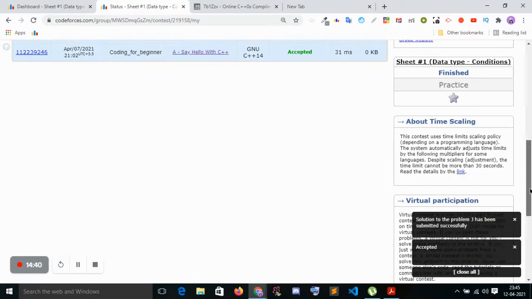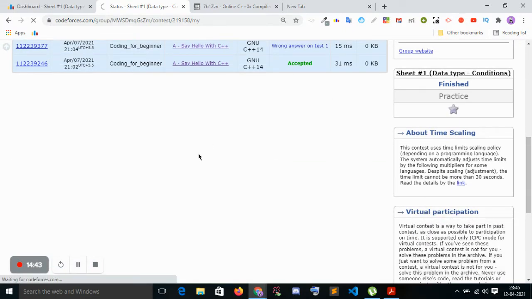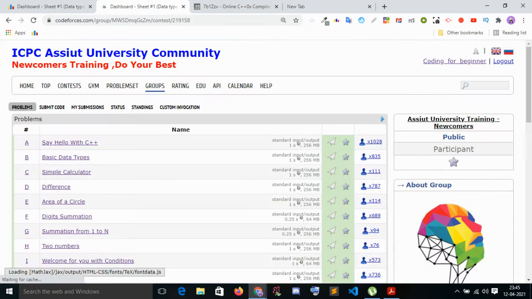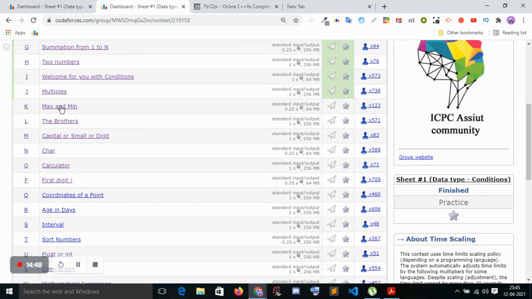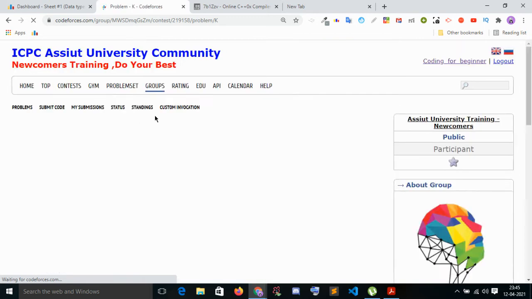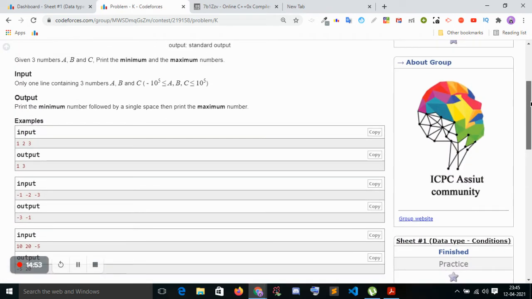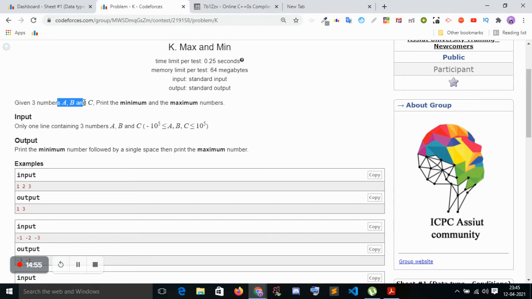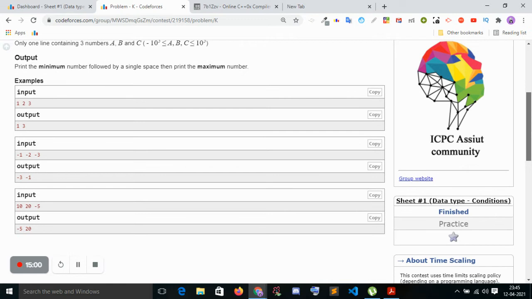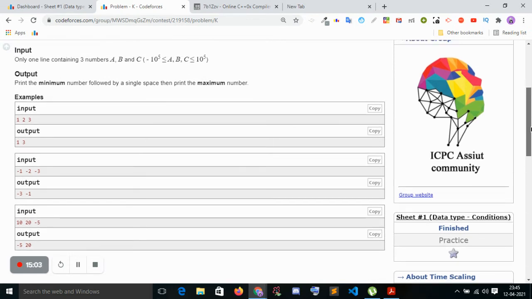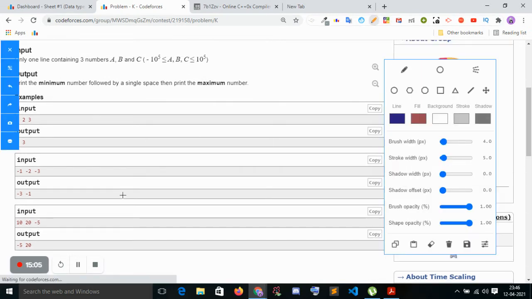So let's try another problem. We have completed J, now max or min. So max and min: given three numbers A, B, C, print the minimum and the maximum number. Here we will use the function min or max. There is an option of min x comma y. It will give the answer. You have to use the min function.